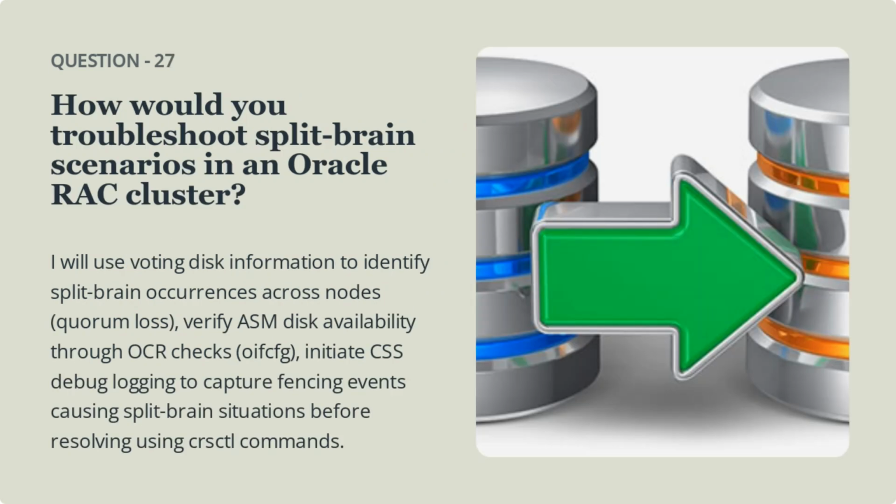To troubleshoot split-brain scenarios in an Oracle RAC cluster, I would first use the voting disk information to identify occurrences across nodes, also known as quorum loss. Then, I would verify ASM disk availability through OCR checks using the oifcfg command. Additionally, I would initiate CSS debug logging to capture fencing events causing split-brain situations before resolving them using CRSCTL commands.